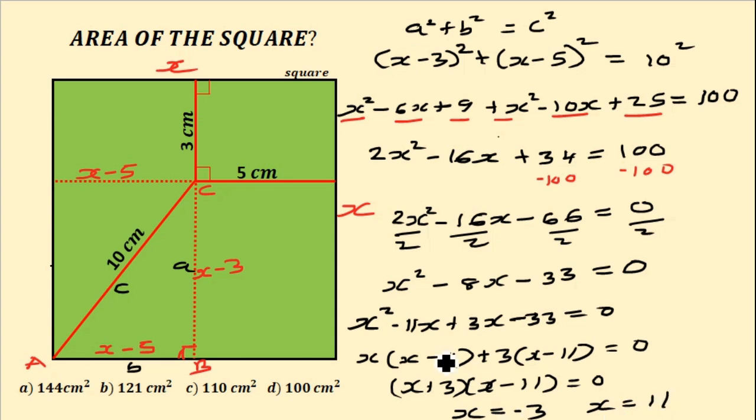So remember, x is a length and a length cannot be negative. So it means our x value is 11. So we found the length and the width of the square is 11 by 11. So if you are looking for the area of a square, it is 11 times 11 or 11 squared, and you get that area to be 121. Ladies and gentlemen, that is the simplest means of determining the area of this square.